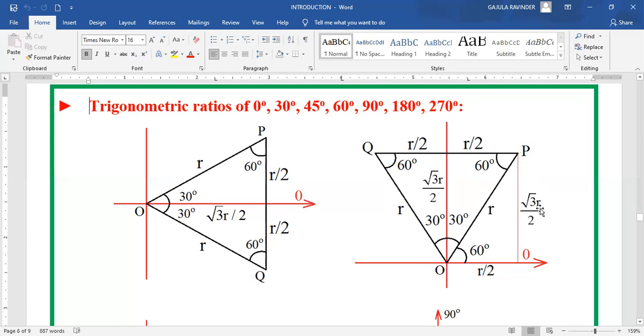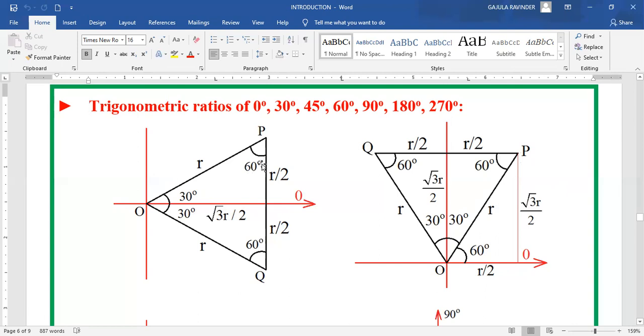So sine 60 equals opposite side by hypotenuse, root 3 R by 2 by R, which becomes root 3 by 2. Cos 60 degrees is adjacent side by hypotenuse, R by 2 by R, which means 1 by 2. Whereas tan 60 degrees can be taken as root 3 R by 2 by R by 2, which becomes root 3.